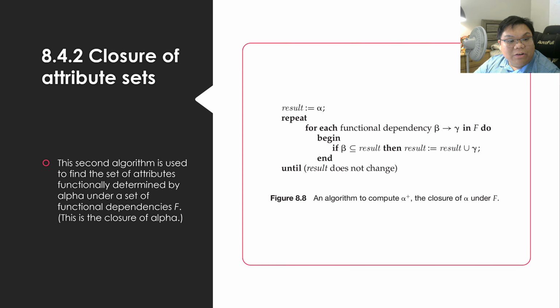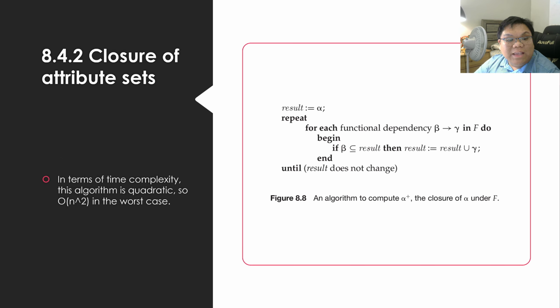So this second algorithm, as I said, is used to find the set of attributes functionally determined by alpha under a set of functional dependencies F. So this is the closure of a set of attributes alpha. So if you have alpha, we can use this algorithm to determine alpha plus. In terms of time complexity, we're looking at a time complexity on the order of big O of n squared.